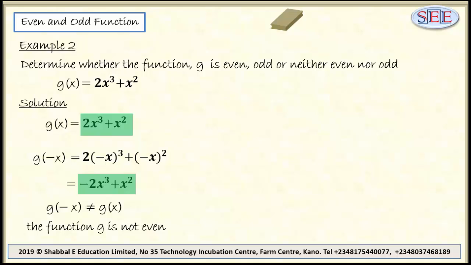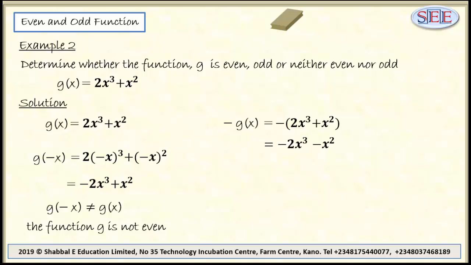To find out whether this function g is an odd function, you are to find minus g of x. Minus g of x simply means minus 1 multiplied by the function g of x. So minus g of x is now equal to minus bracket 2x raised to the power of 3 plus x square. What is inside the bracket is exactly the definition of my function g of x. So I continue. Taking the minus inside the bracket, I will now have minus 2x raised to the power of 3, then minus x square.